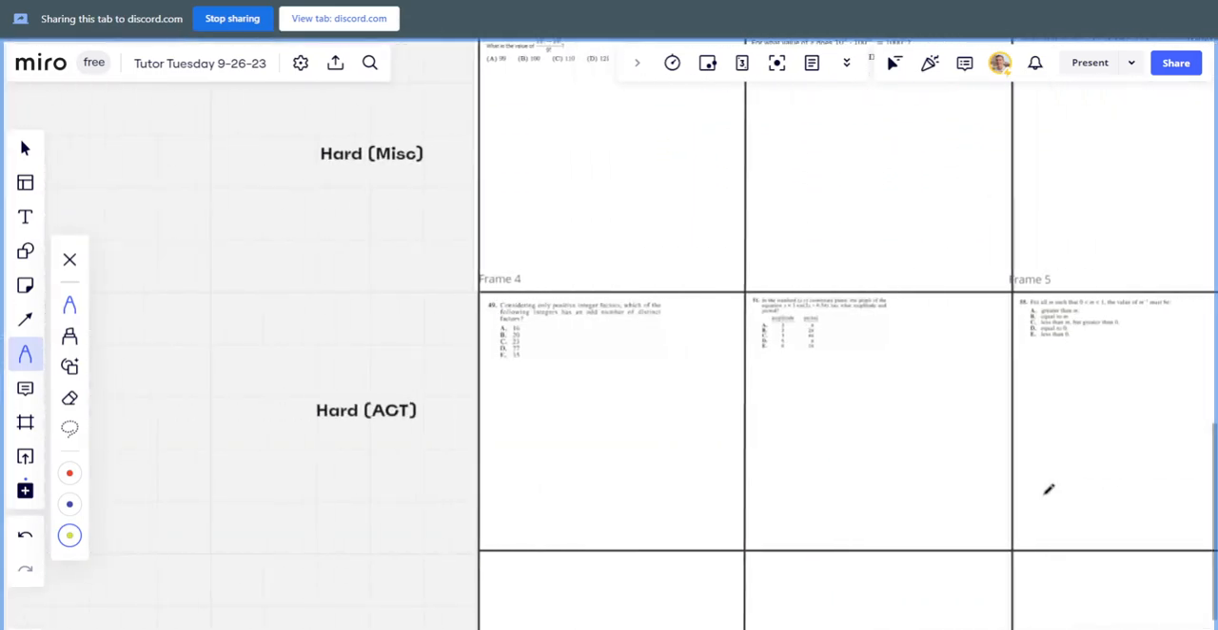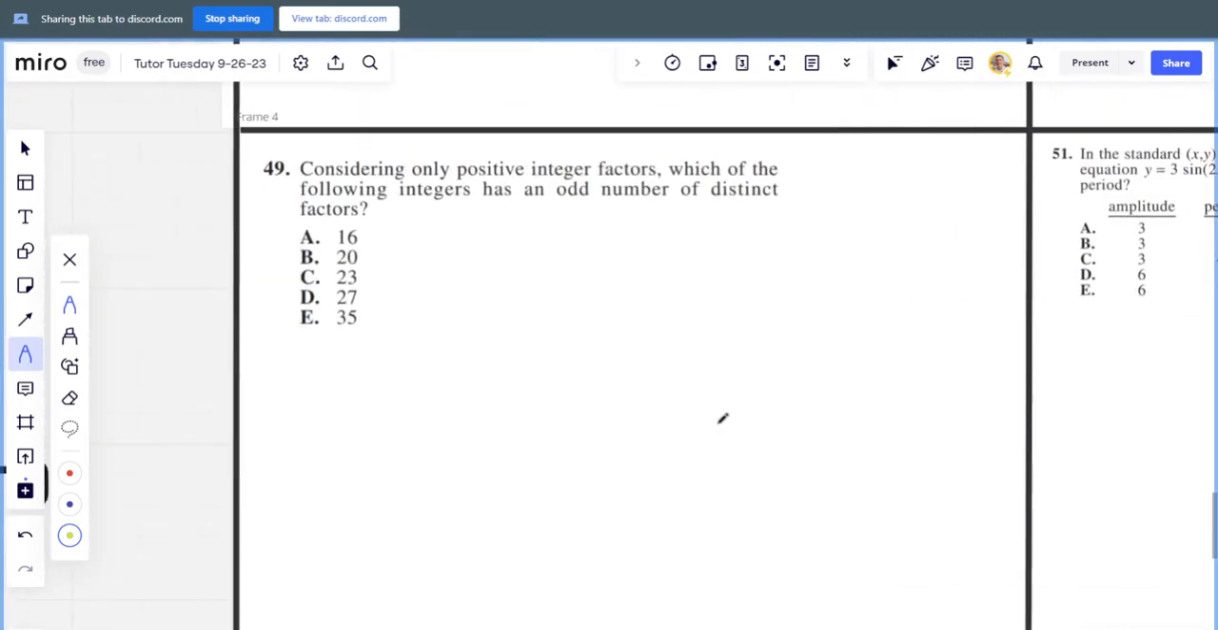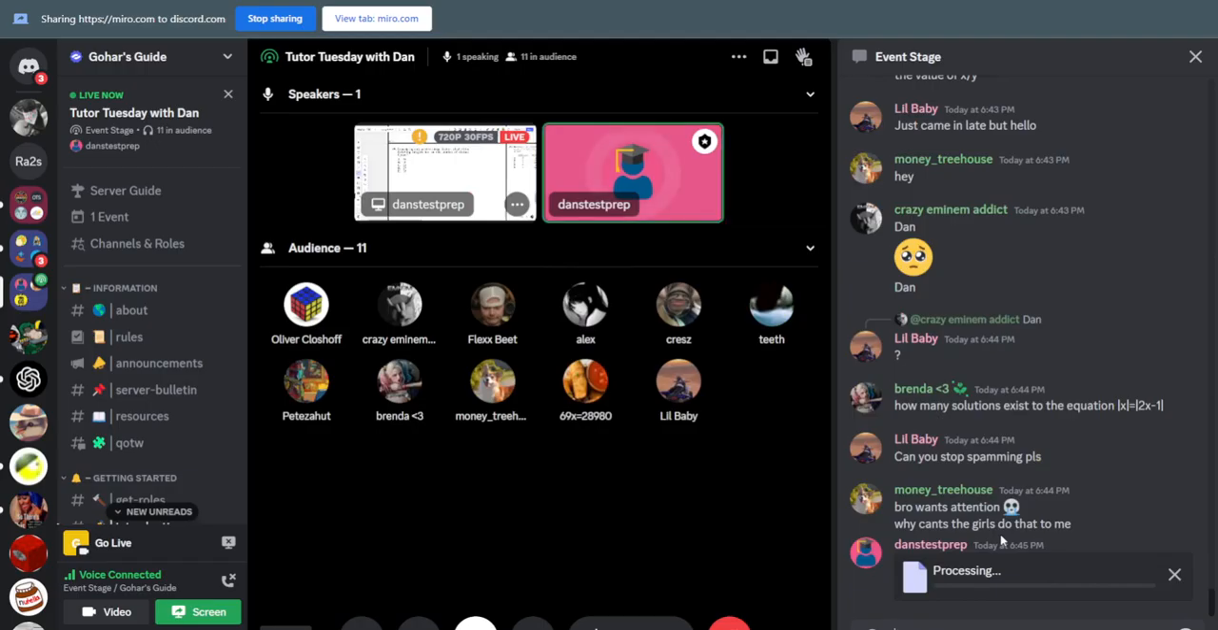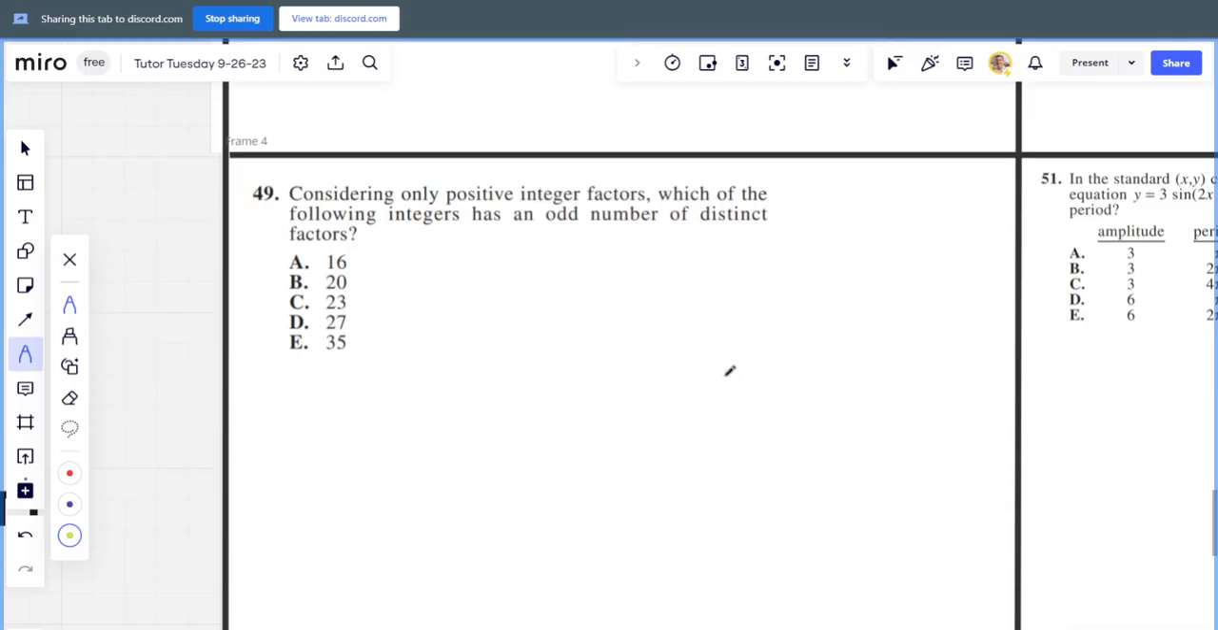I think we'll move to our ACT problems next. Those are always fun. So what do we got here? Number 49. Considering only positive integer factors, which of the following integers has an odd number of distinct factors? I'll let you guys take a second to look at this one.